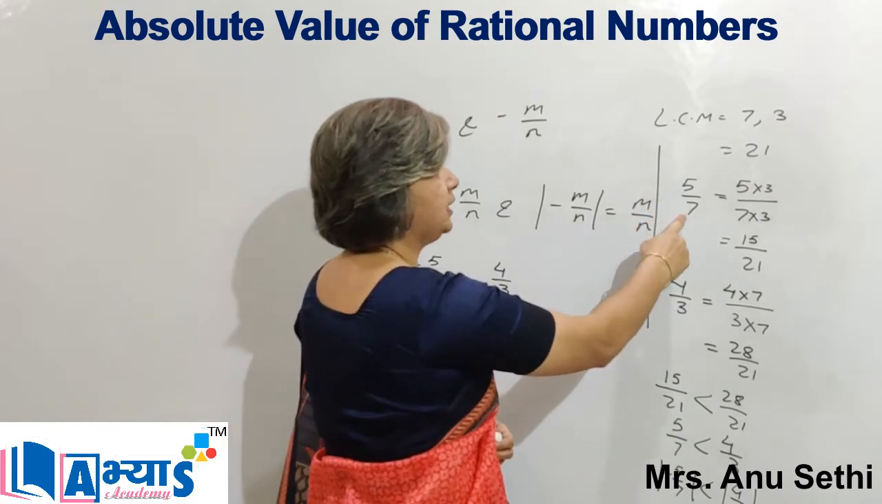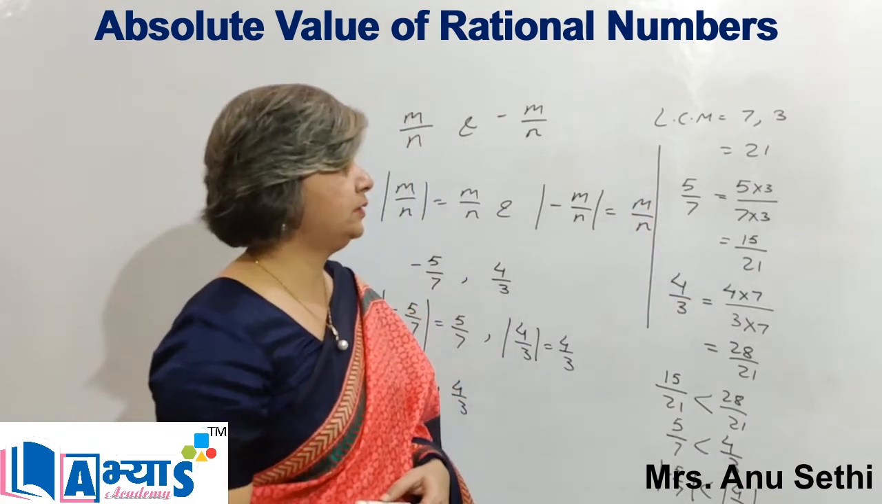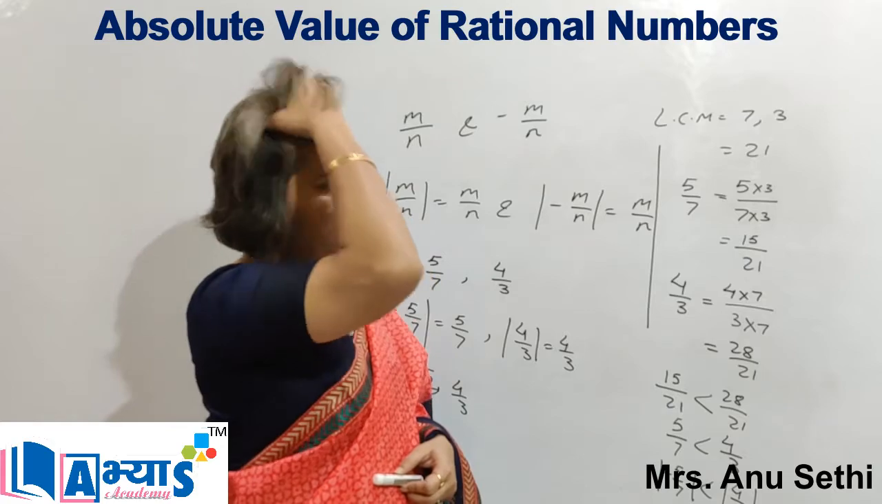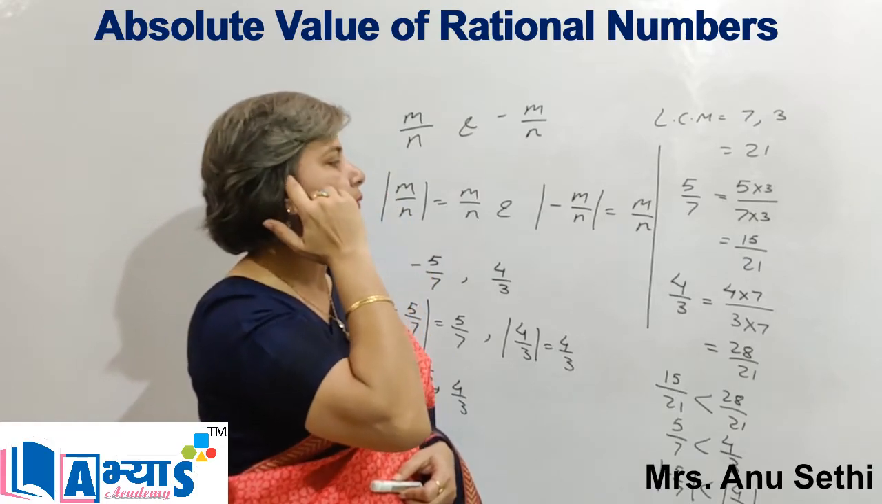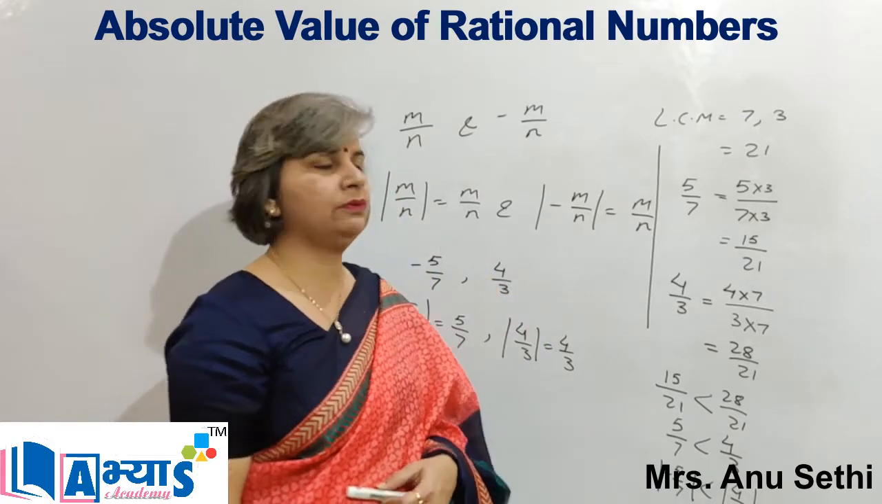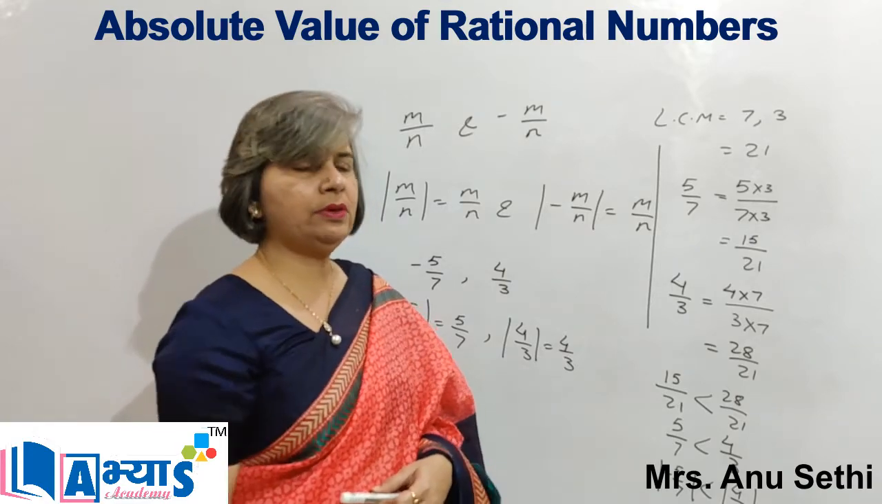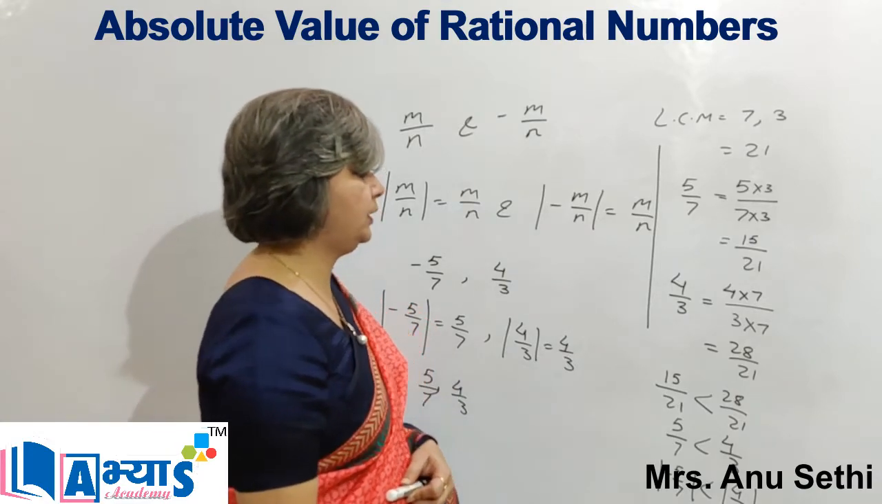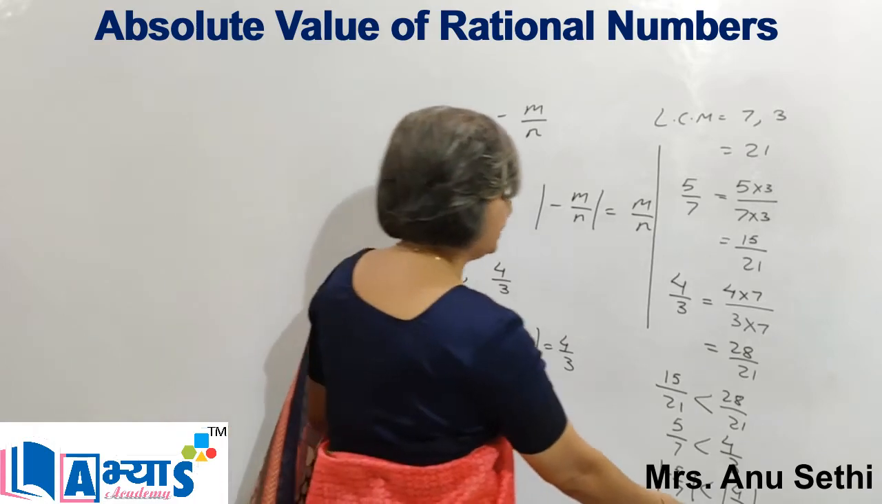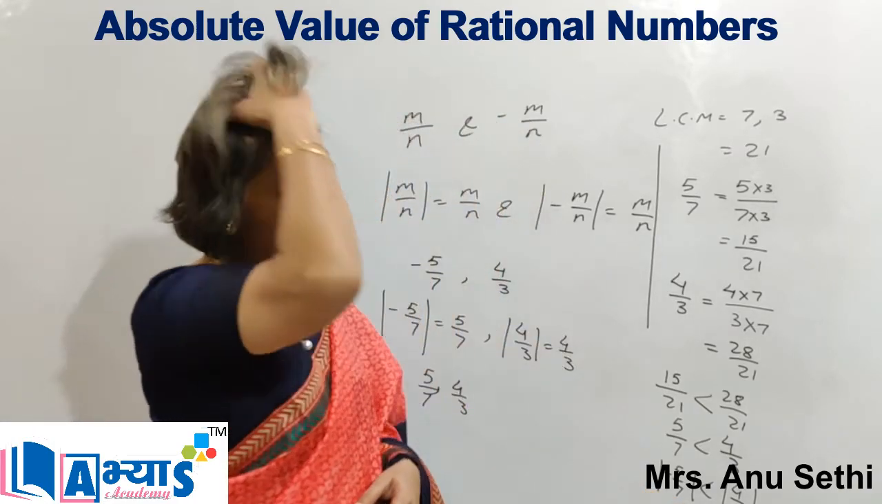Now 5 by 7 has been converted into an equivalent fraction with denominator 21, that is 15 upon 21. Similarly, 4 by 3 is equivalent to 28 upon 21. On comparing them, I found that the absolute value of minus 5 by 7 is less than the absolute value of 4 by 3.